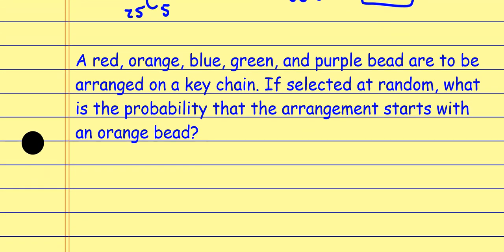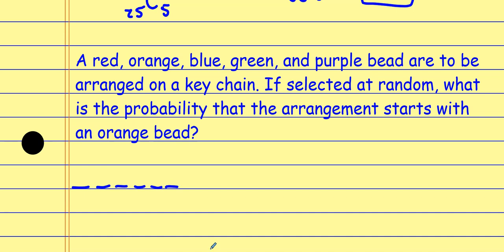For this one, it says a red, orange, blue, green, and purple bead are to be arranged on a keychain. If selected at random, what is the probability that the arrangement starts with an orange bead? This one is a little bit trickier because when you think about the number of ways we can get what I want, think about these 5 slots: 1, 2, 3, 4, 5. Those are my 5 beads.